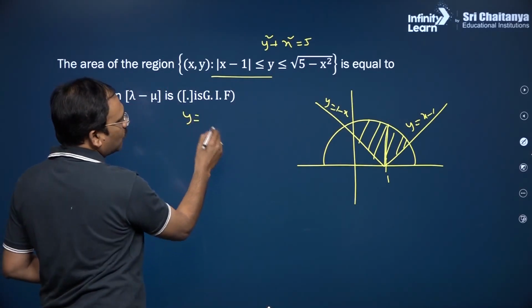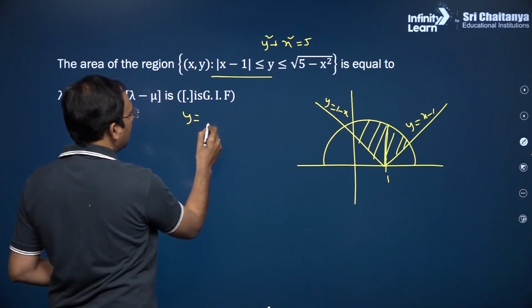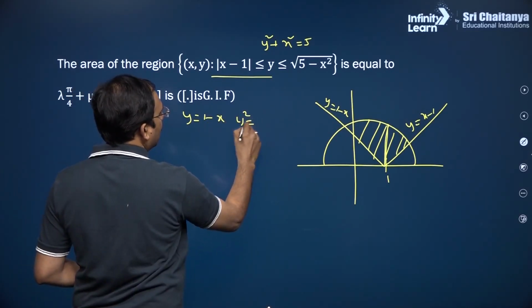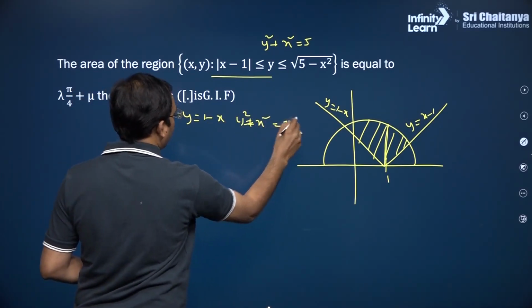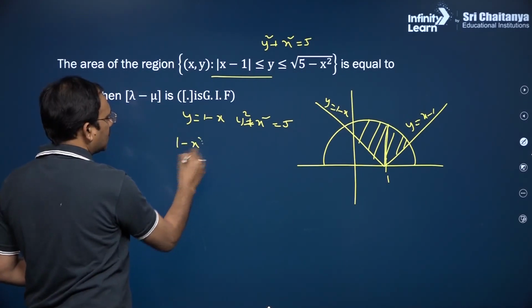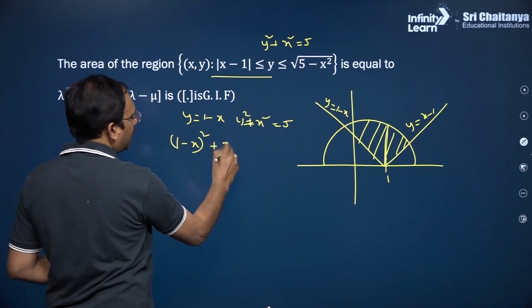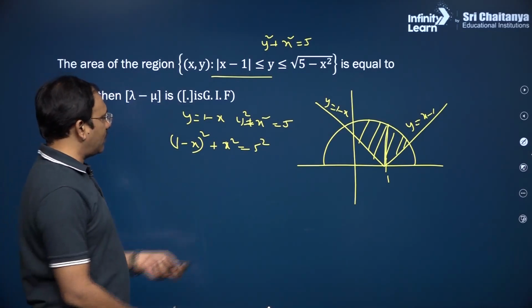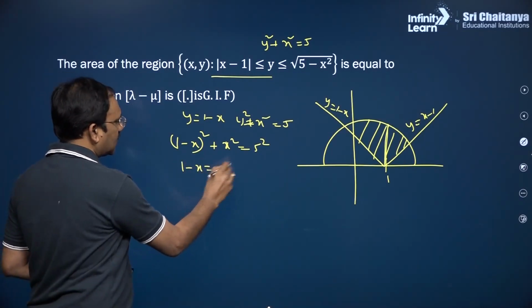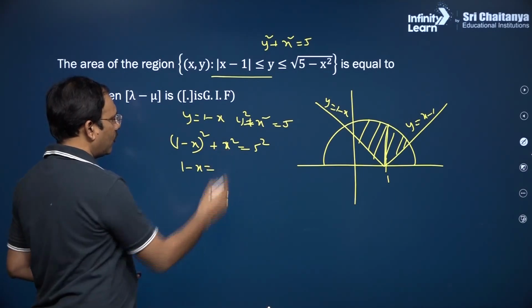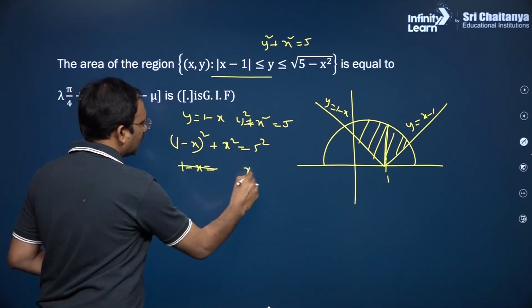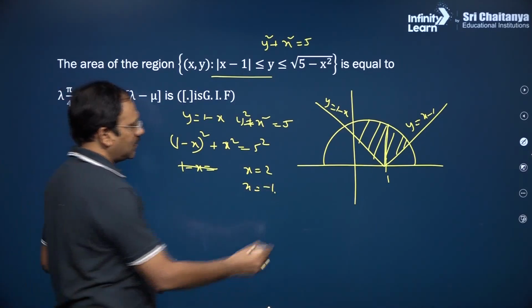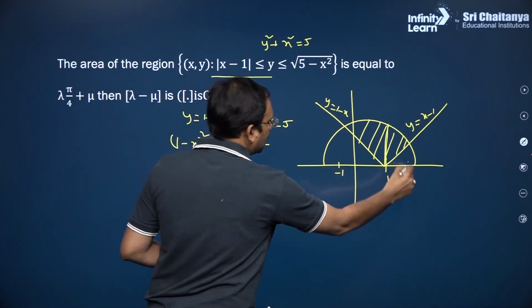This is y = 1 − x, and this is y² + x² = 5. You just put y = 1 − x, so (1 − x)² + x² = 5, in the sense my dear friends, 2² + 1². 1 − x can be, you see, if I put x = 2 is one possibility and x = −1 is the other possibility. So friend, this is −1, this is 2.